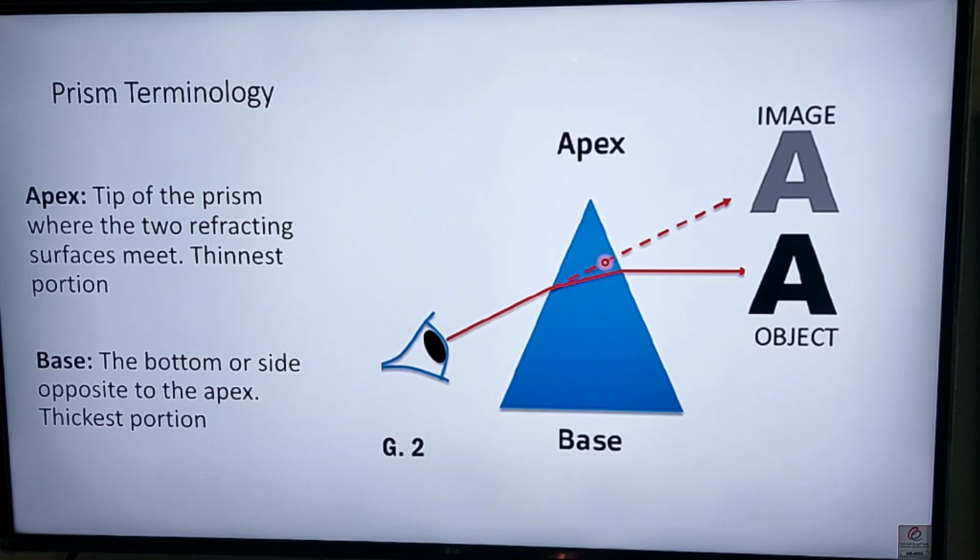So if you look over here, this is the apex. This is the thinnest part of a prism, and it is formed when two plane surfaces meet. The image is also formed at this part. It's closer to this part. The part opposite to it is known as the base of the prism, and it is the thickest portion. Now the orientation of a prism is mainly determined by the direction of its base.